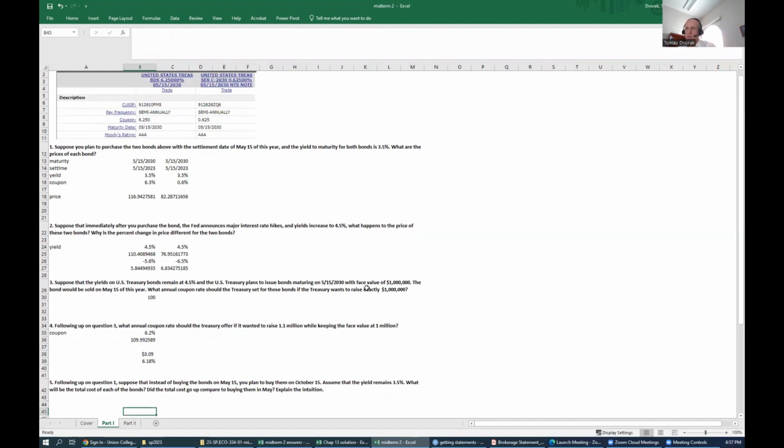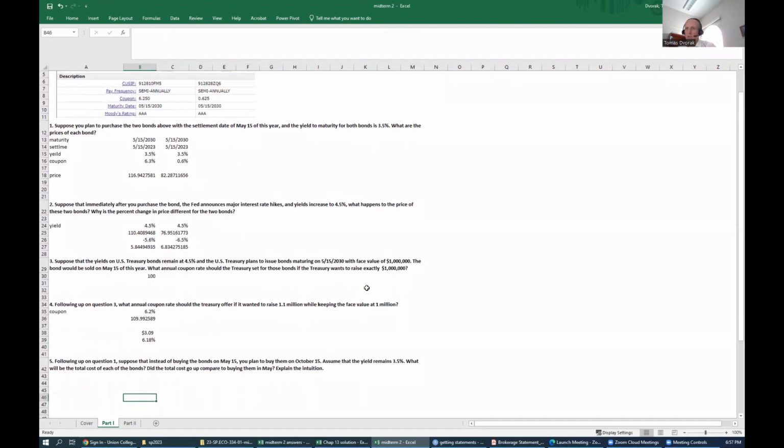Fantastic. Suppose, following up on question 1, instead of buying the bonds on May 15, we're going to buy them on October 15. So let's do a different settlement.